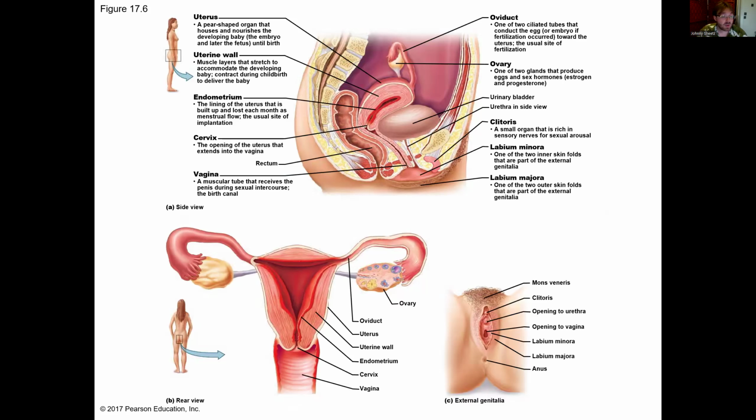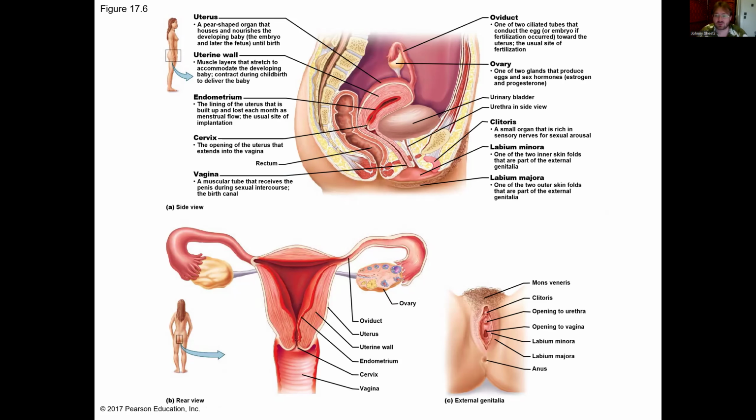Now, the uterus is a pear-shaped organ that's going to house and develop the baby. When not full, like when it doesn't have a baby in it, it's about the size of a fist. The oviduct is going to be collecting the eggs from the ovary.